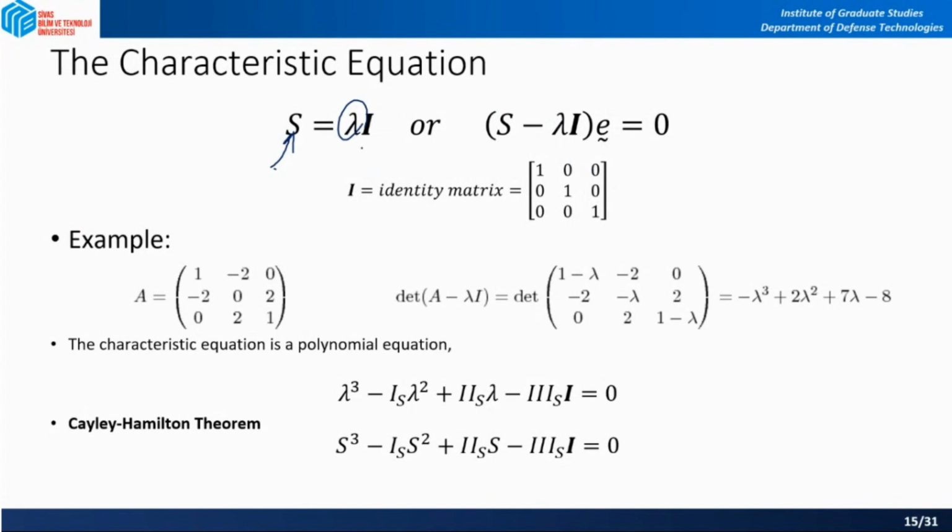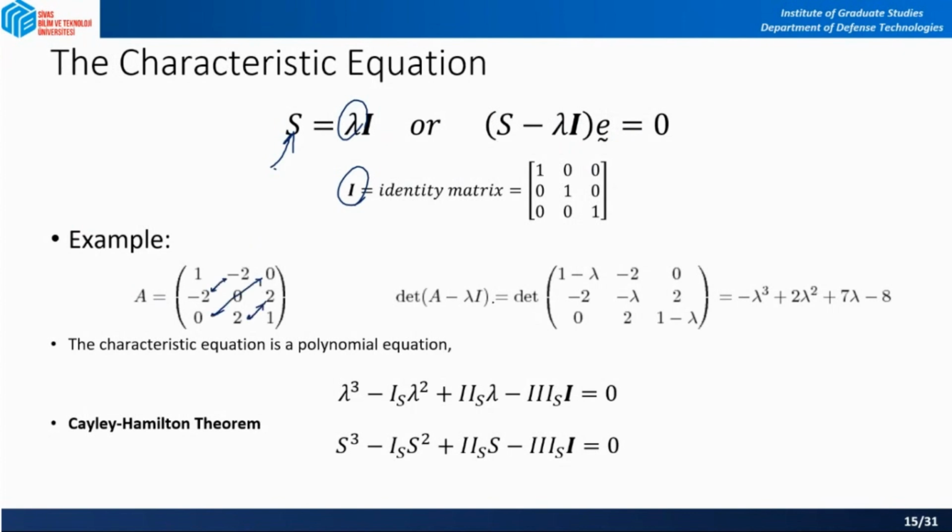This identity matrix I, you know it, and this is the way we obtain the eigenvalues of S. If you remember from linear algebra, S minus lambda I is equal to 0. For example, if you have a matrix like this one, it is symmetric, you see, right? It's symmetric.